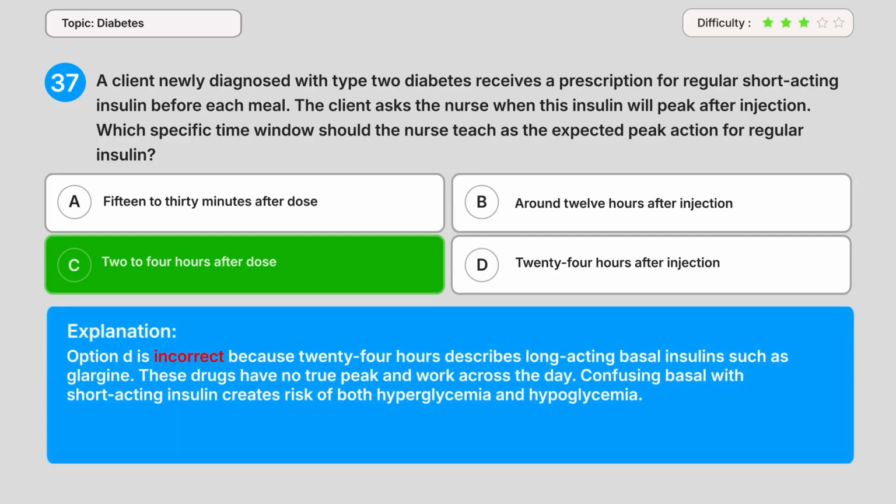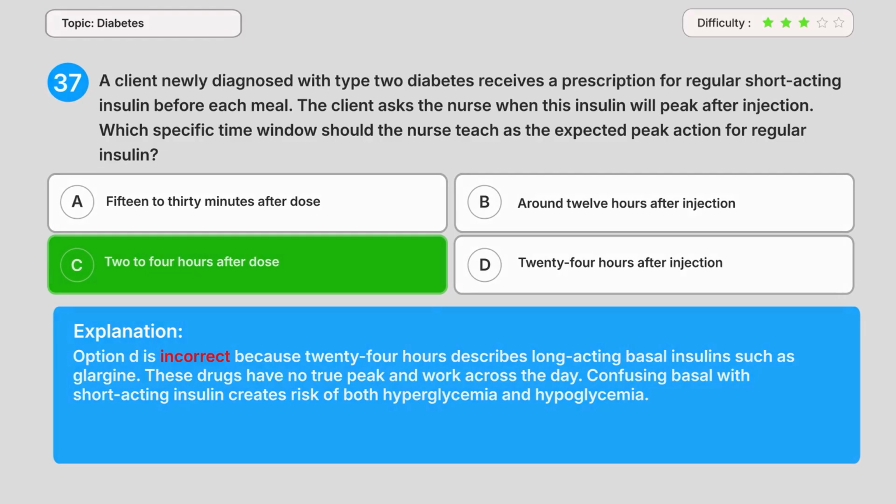Option D is incorrect because 24 hours describes long-acting basal insulins such as glargine. These drugs have no true peak and work across the day. Confusing basal with short-acting insulin creates risk of both hyperglycemia and hypoglycemia. Insulin timing is one of those topics where mixing up the numbers can hurt someone, so let's lock in each type. Regular insulin is short-acting.